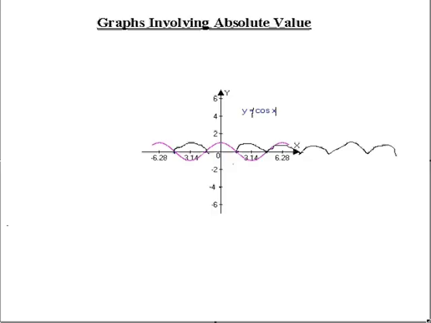Let me add one additional important concept or comment. Whenever you're graphing an equation that you're not sure what it's going to look like in absolute value, graph it without absolute value first. Then all you have to do is look at the graph and redraw it so that everything comes out on the right side of the x-axis.